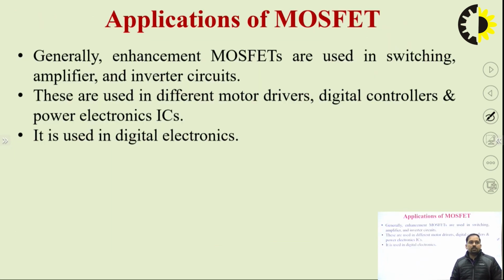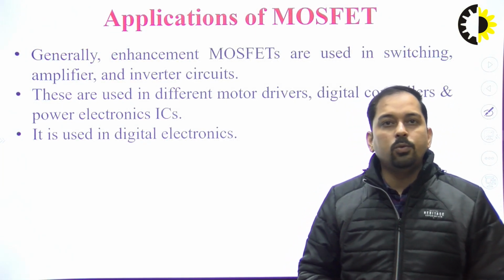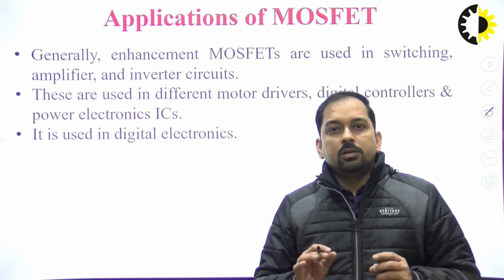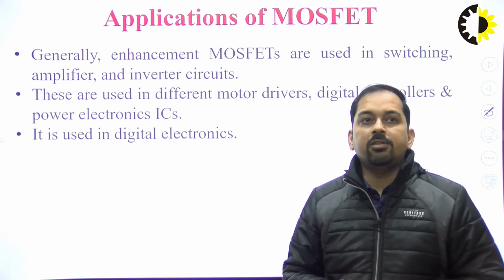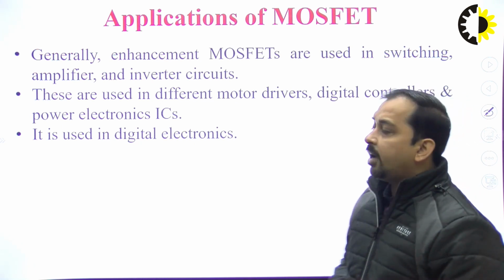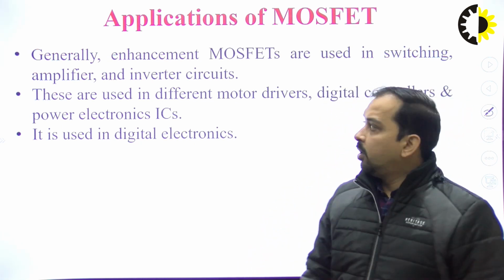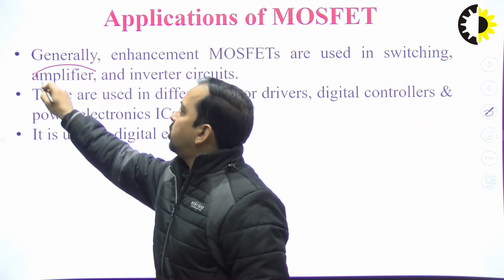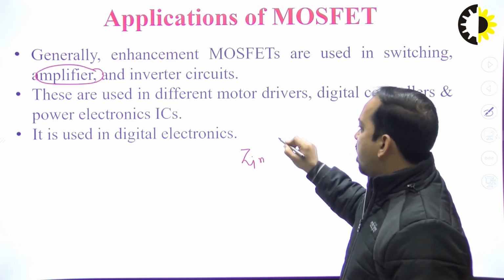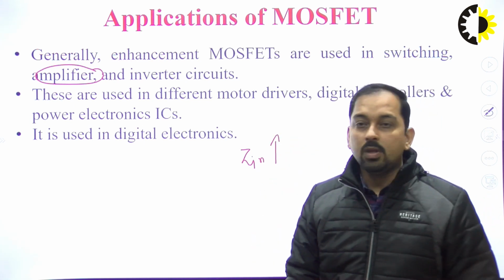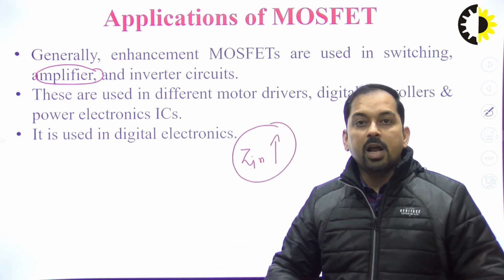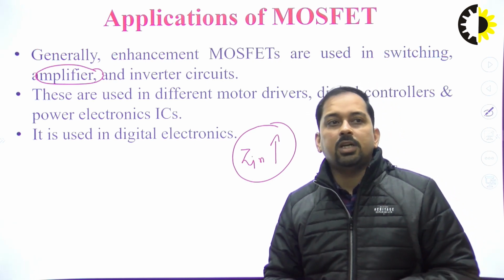Now we have the applications. Generally, enhancement type MOSFETs are used in switching applications. As we are aware, the operation of JFET is slower. The JFET is a slower device. So, MOSFETs are used as an amplifier or for switching operation also. Why is it best suited for amplifiers? Because we have seen that amplifiers having MOSFETs have high input impedance. If they have high input impedance, that means they are perfectly suitable for amplification. So that's why MOSFETs are used as amplifiers.